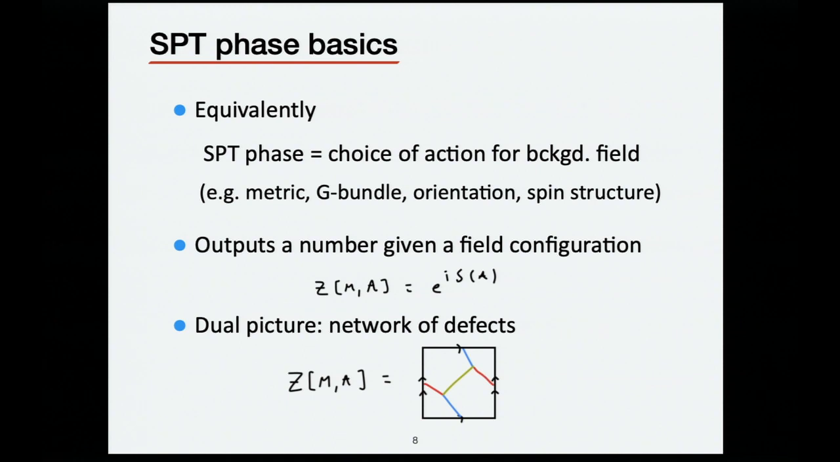And there's some dual picture that is very useful, which is, instead of thinking about the G-bundle, which is specified by a bunch of transition functions in different patches, we can think about some network of defects. In two dimensions, which we will be interested in, these are just a bunch of lines. Each one is associated to some element of the group, and as I cross it, it acts on whatever crosses by the element. So you can think of these as basically the transition functions.